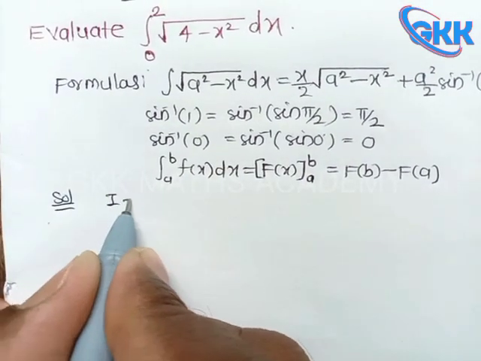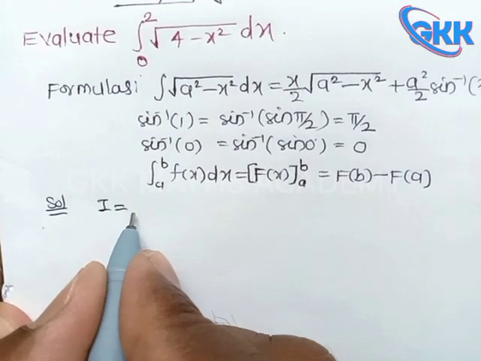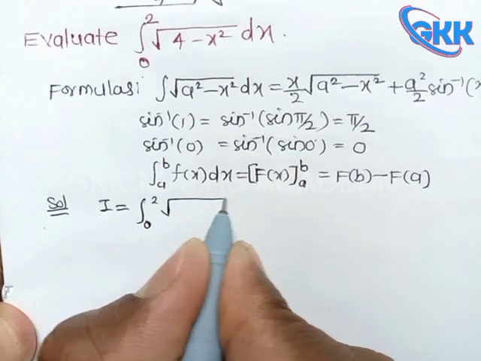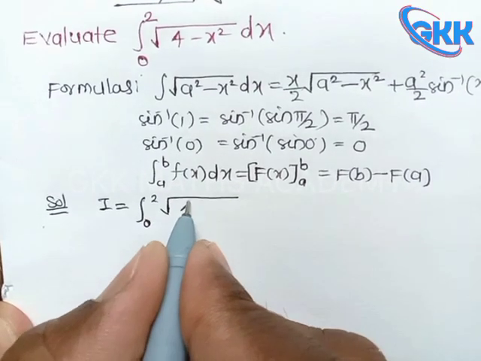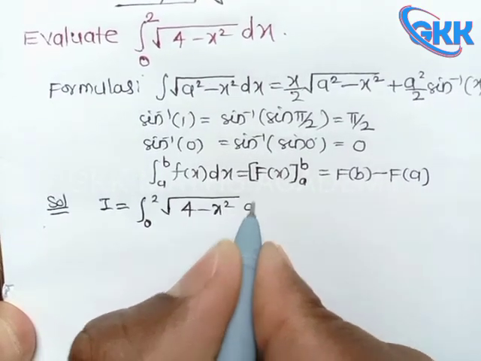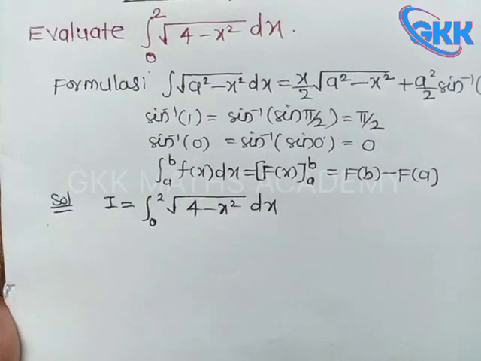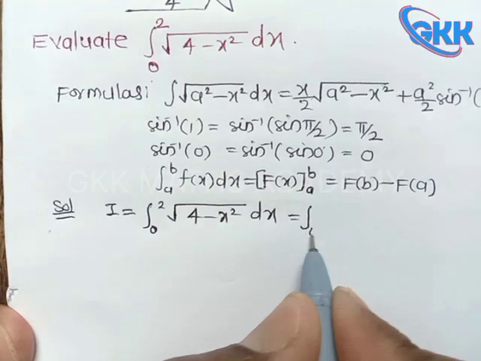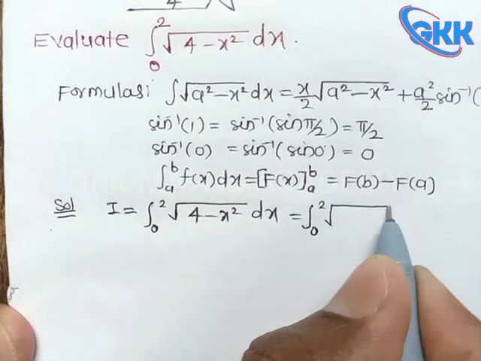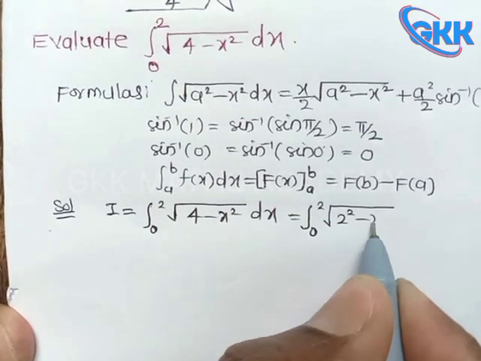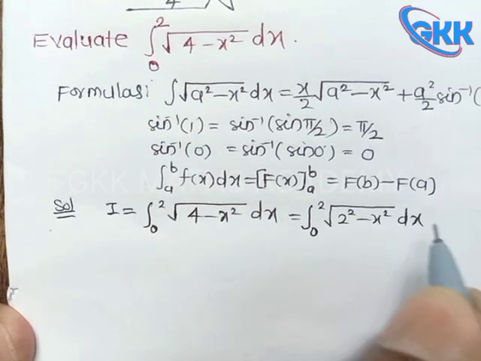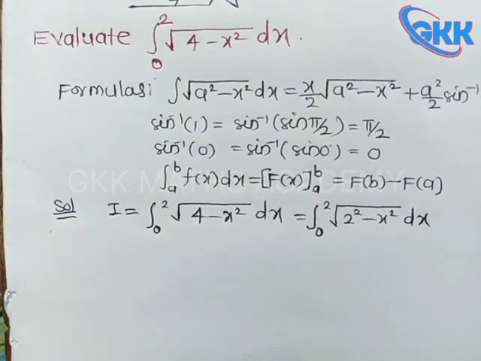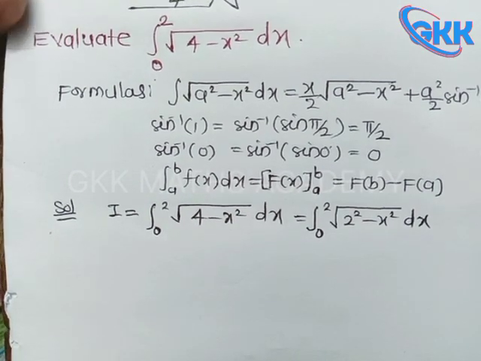Let I be the integral of 0 to 2 square root over 4 minus x square dx. In order to write it in this form, for 4 I am going to write 2 square, so the integral of 0 to 2 square root over 2 square minus x square dx. Here in place of a, what is there? 2. Cleared all of you?